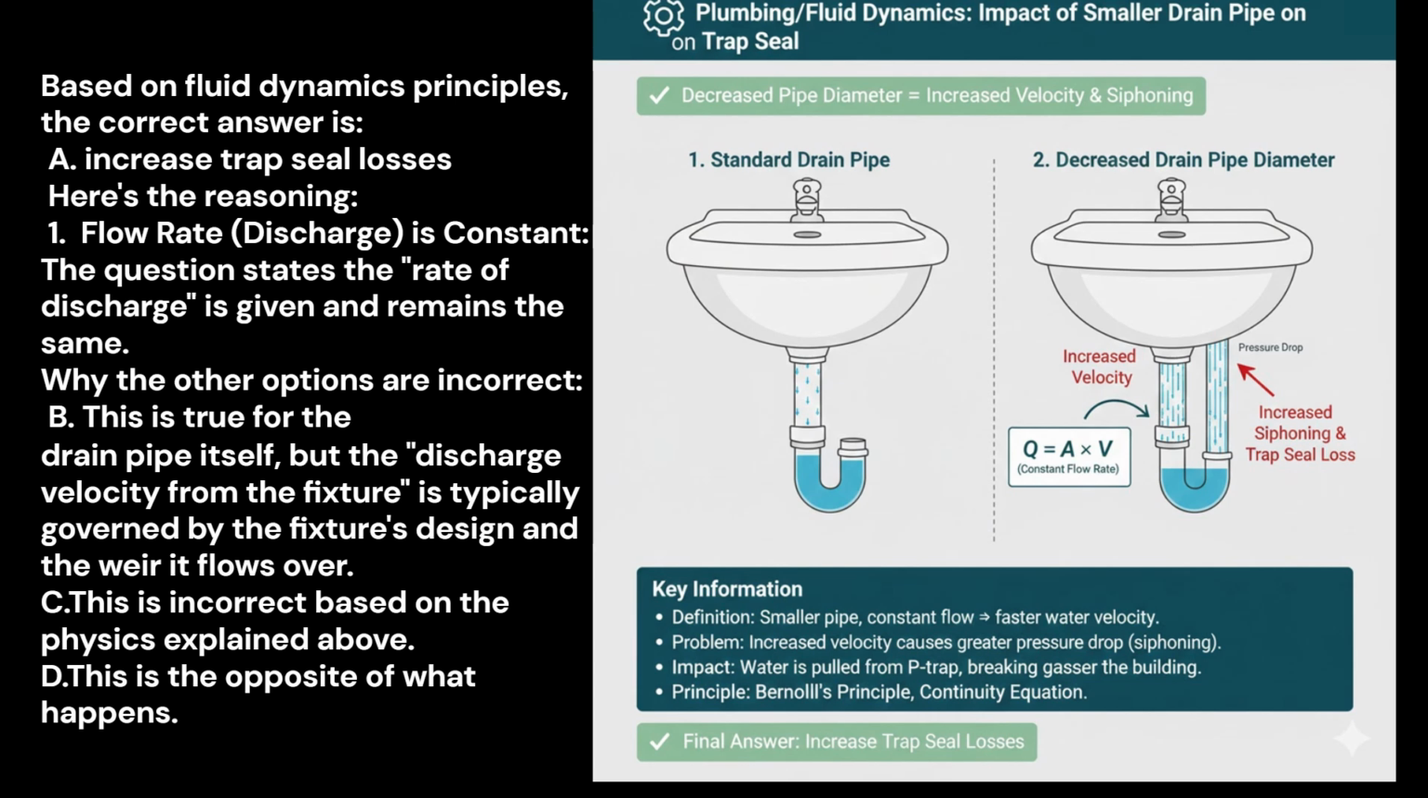C. Decrease the water discharge velocity from the fixture. This is incorrect based on the physics explained above. Velocity in the drain pipe increases. D. Prevent trap seal losses. This is the opposite of what happens. A smaller drain pipe is more likely to cause siphoning and trap seal loss.